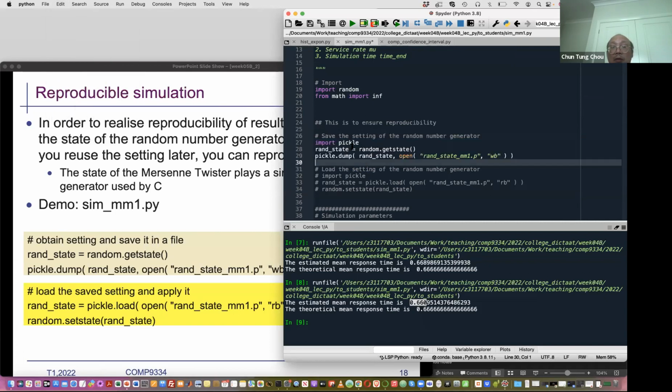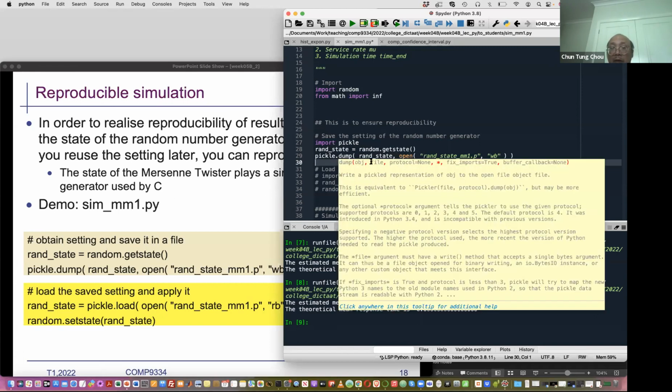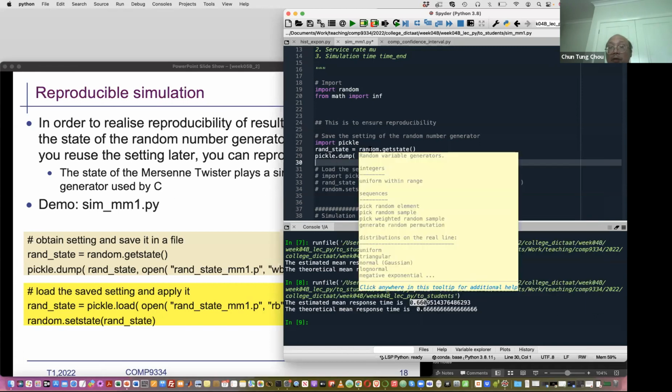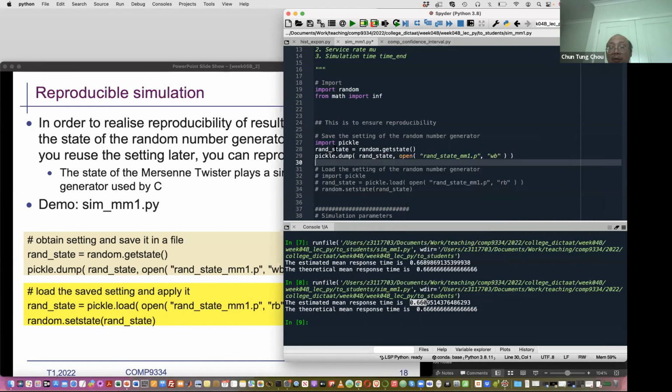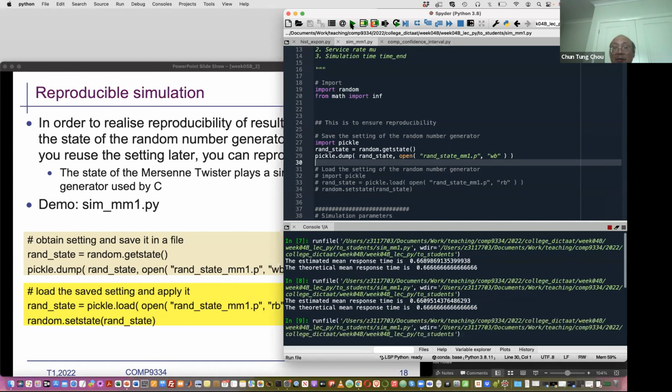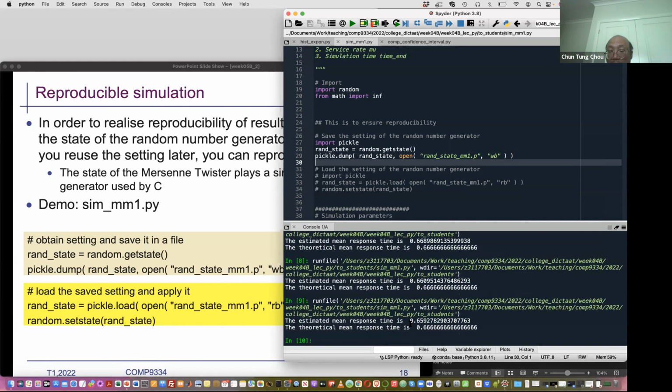Okay, so I import pickle because I need to store something in a file later on. I use the function random get state to get the state of the random number generator. Then I store this state inside this file. Now I run the program, and you get a new result for the mean response time, a different number, 0.6592.